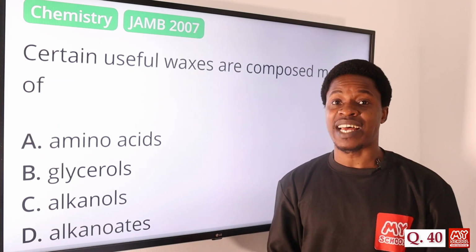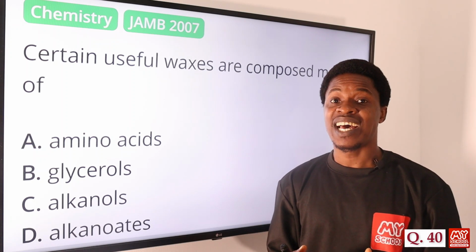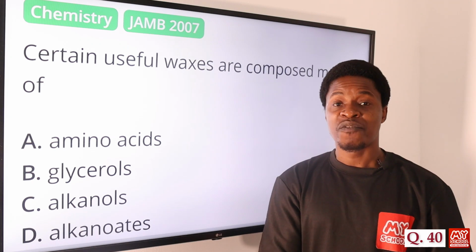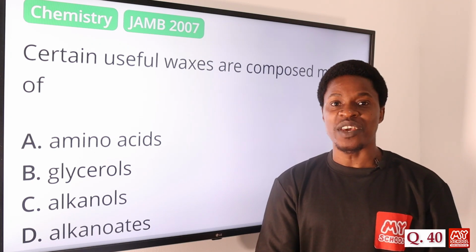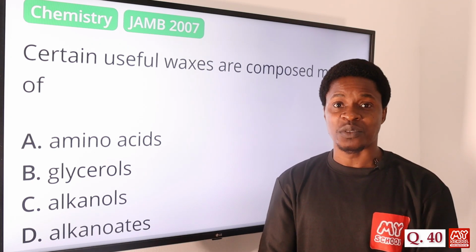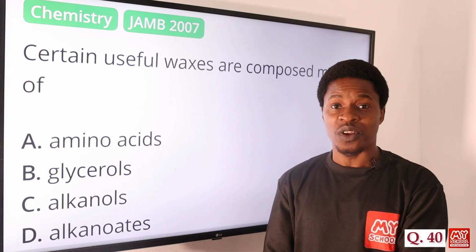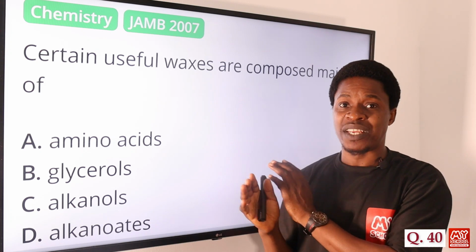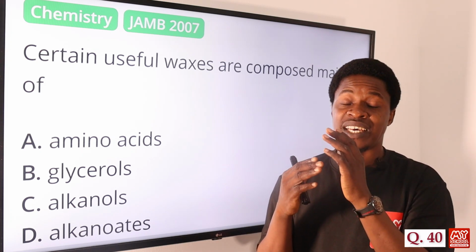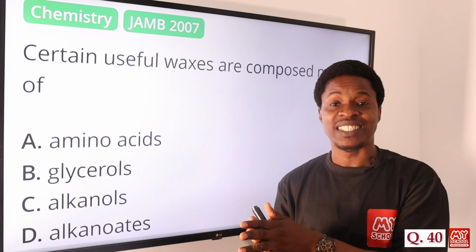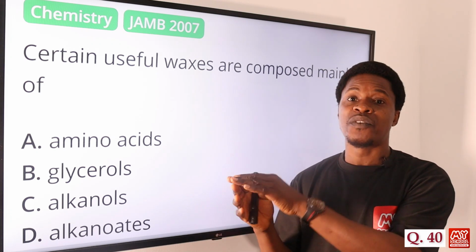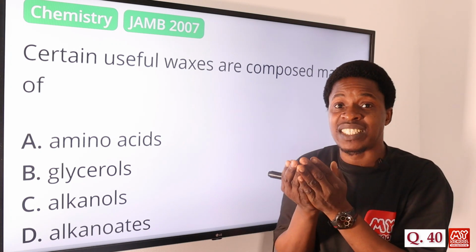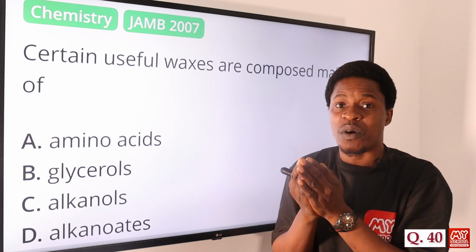So when we talk about esters, don't forget that esters are also referred to as what? Alkanoates, because we get them from the reaction of alkanoic acid together with what? With alcohol to give us esters and water respectively. Like you can have ethanoic acid reacting with ethanol to give us ethyl ethanoate together with water. So what we have as the alkanoates are actually what we call esters.